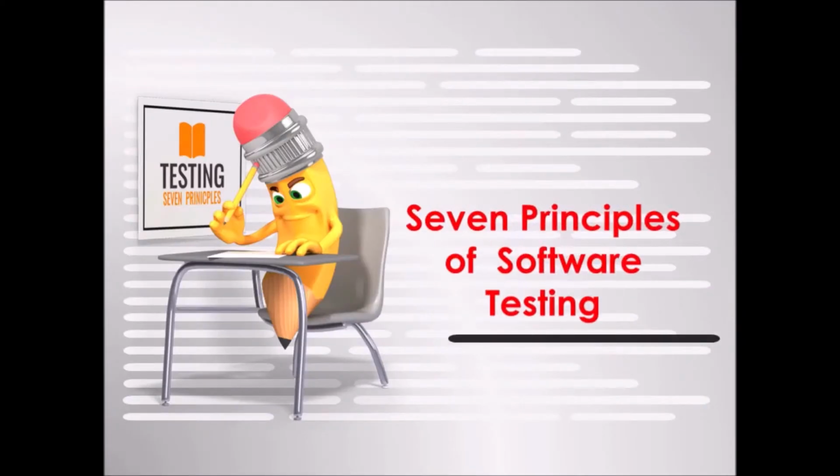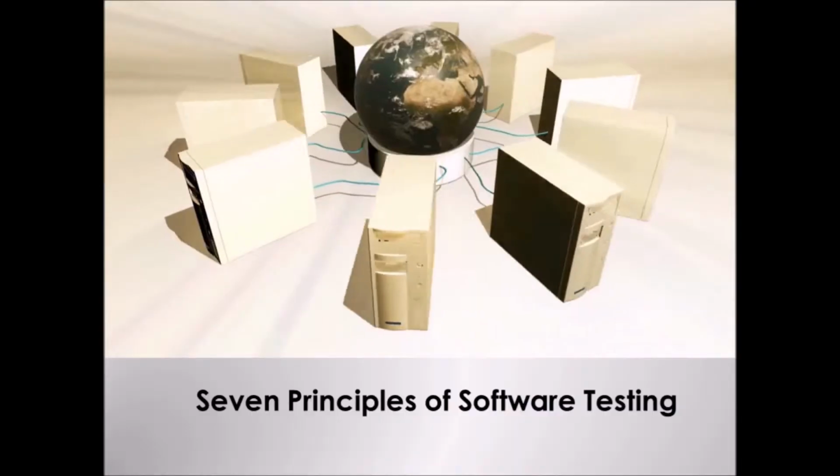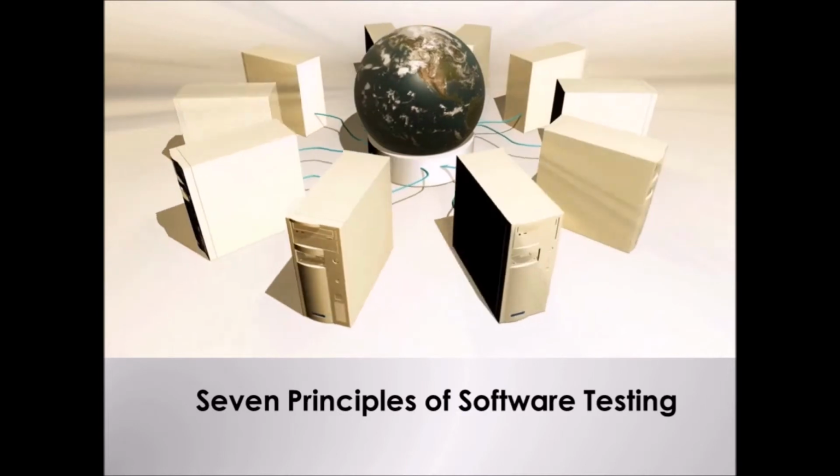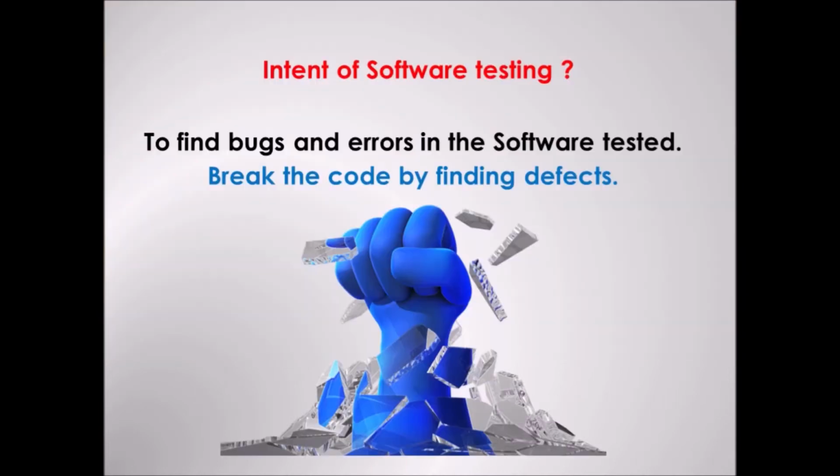Principles of software testing. There are 7 principles of software testing and they were found by the father of software testing, Myers. Today we shall see the 7 principles of software testing. Before we go into the principles, let us see what is the intent of software testing.